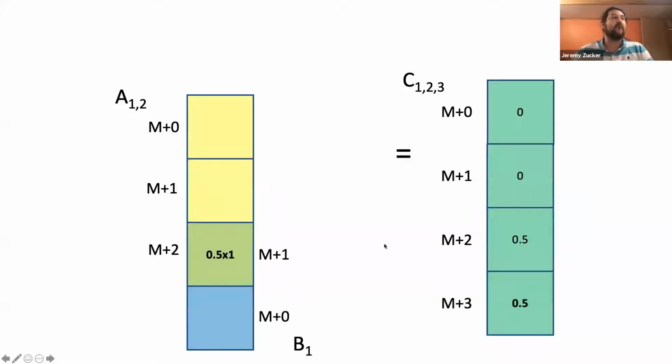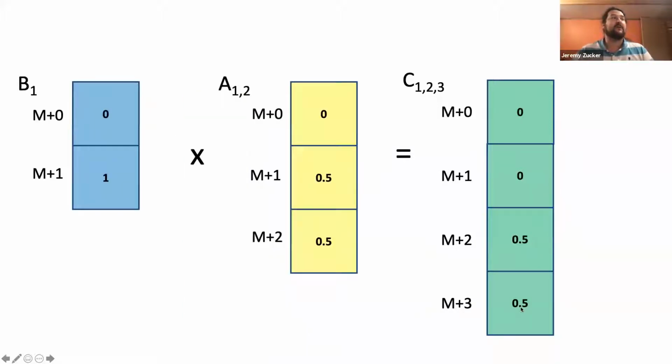And you slide down one more time. M plus 2 is 0.5. The M plus 1 of B1 is 1. So you multiply those two together, you get 0.5. And since M plus 2 plus M plus 1 is M plus 3, you put it in the M plus 3 slot. So now that is the result of convolving B1 with A12.